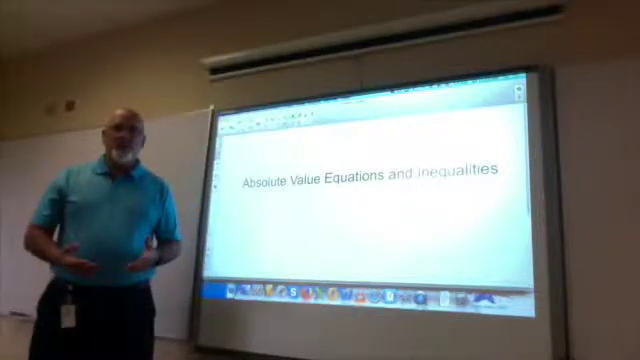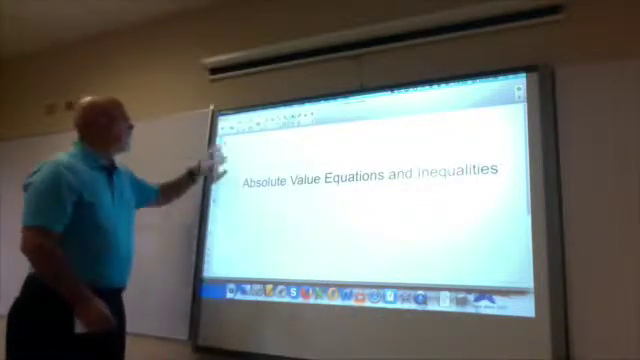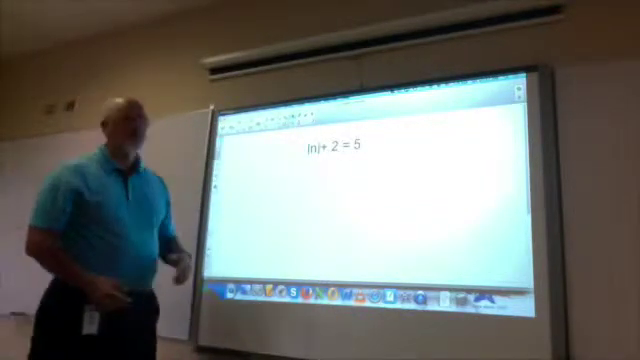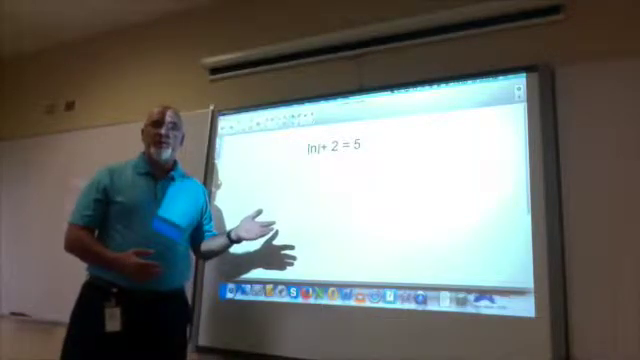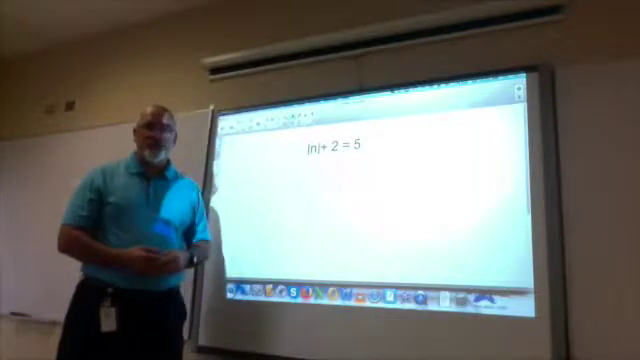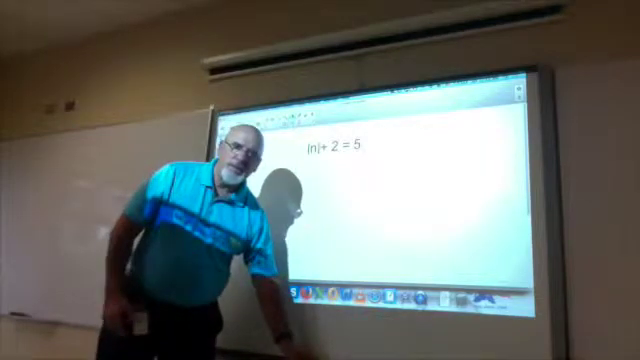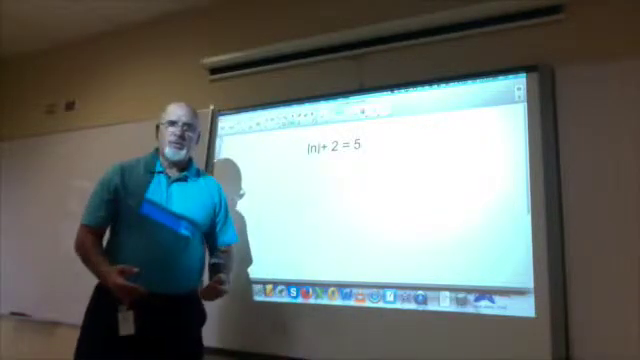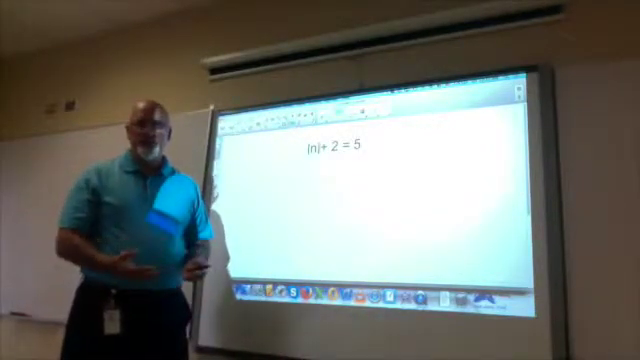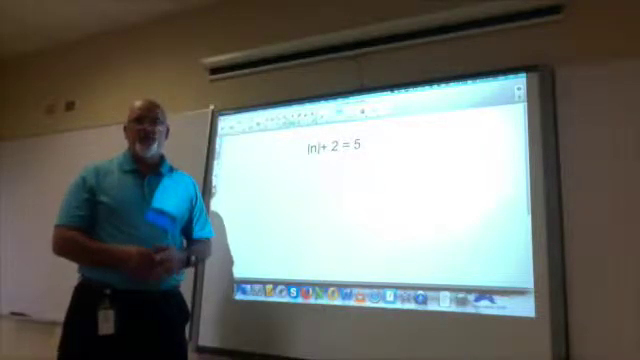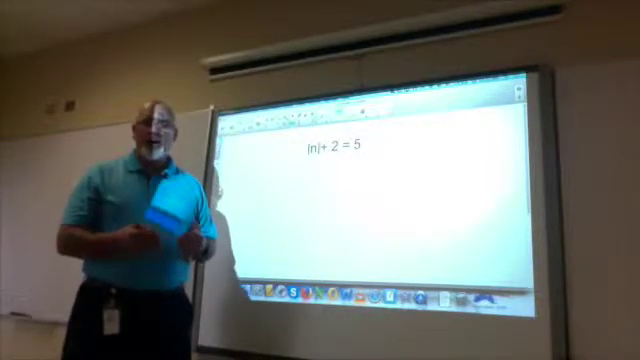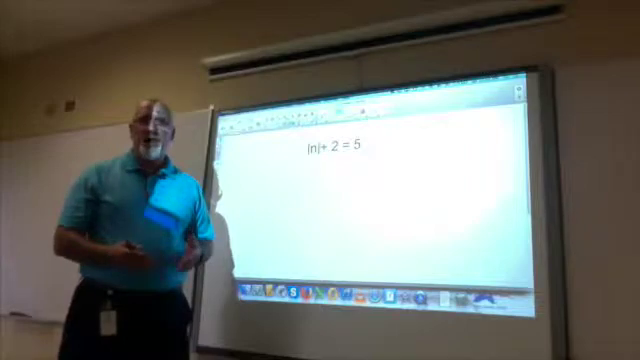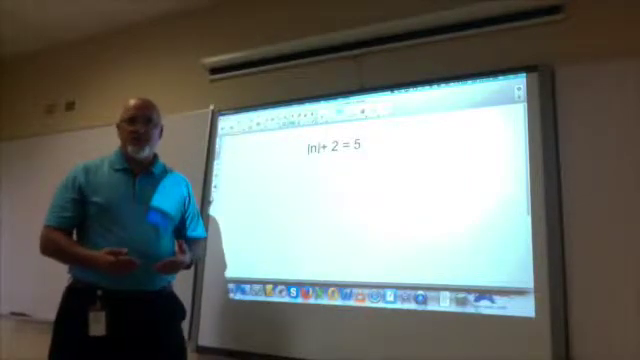Okay, absolute value equations and inequalities. We'll start out with the absolute value of n plus 2 is equal to 5. You solve these the same way that you do regular algebra equations. It just has the absolute value notation in there. But what you want to do is isolate the absolute value before you can solve the equation.